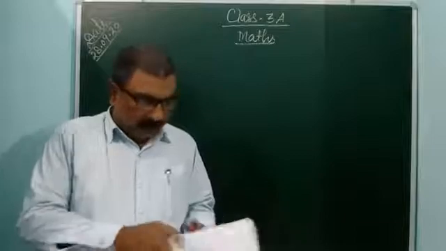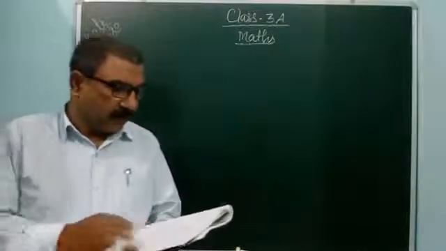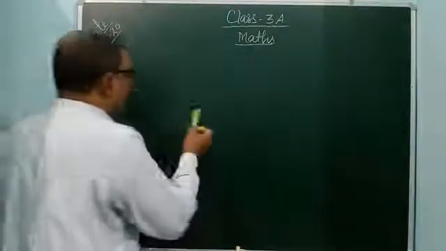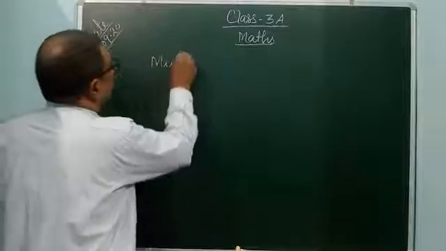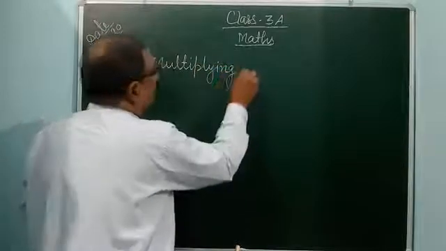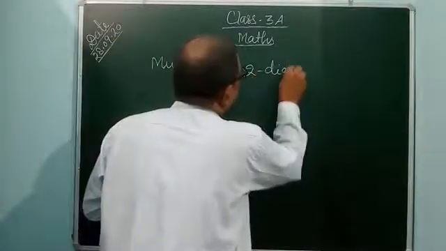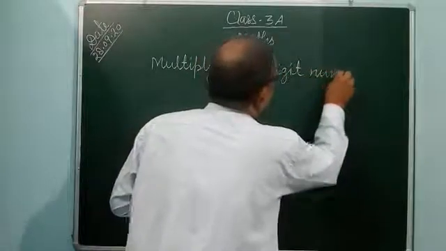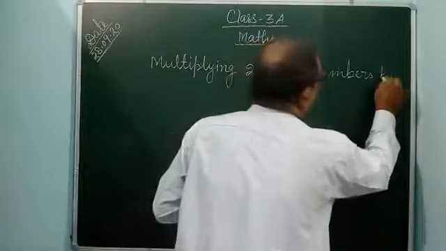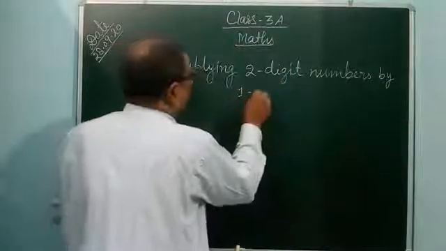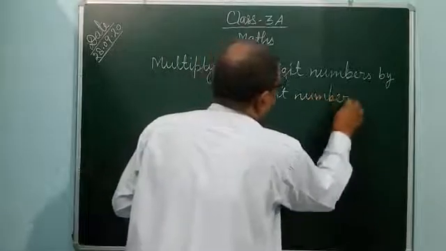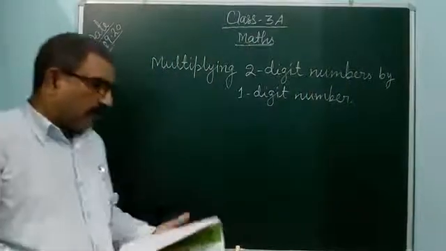Today I am going to explain multiplying two digit numbers by one digit numbers. It means multiplying two digit numbers by one digit number.